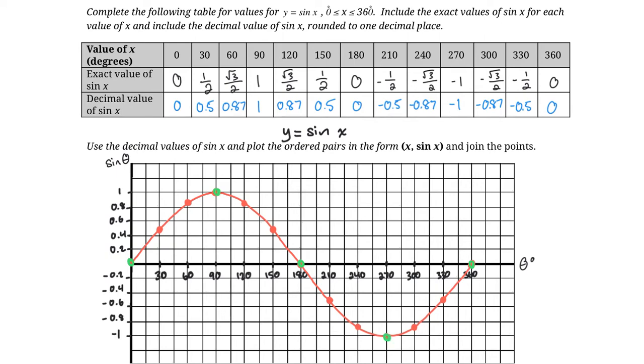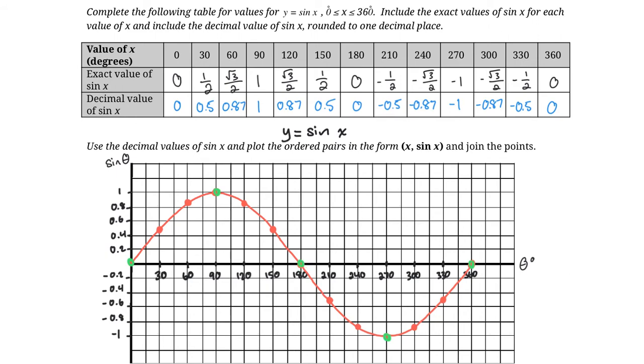We have our x-intercepts at 0, at 180 degrees, and at 360 degrees, and they're at even intervals. The period of one cycle is 360 degrees. Directly in the middle of that cycle, we are at another x-intercept.